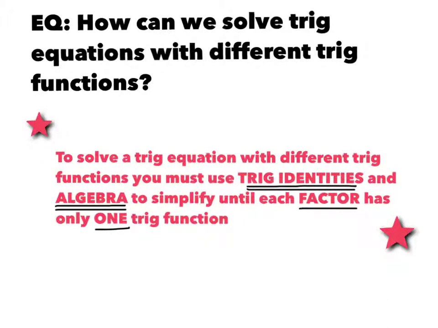Today we're going to try and answer the question, how can we solve trig equations whenever we have different trig functions in the equation? Well, to solve those trig equations with different trig functions, you have to use trig identities and algebra to simplify until you can get each factor to only have one trig function. Okay, so let's look at some examples of that.